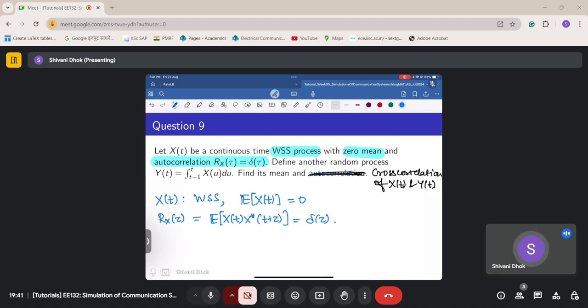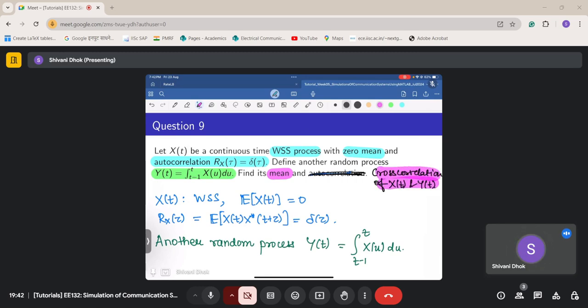Now using this random process, define another random process yt, which is integral from t minus 1 to t of x of u du, and we need to find its mean and the cross correlation of xt and yt. So we are given another random process yt, which is integral t minus 1 to t of x of u du, and we need to find out what is its mean and the cross correlation function of xt and yt.